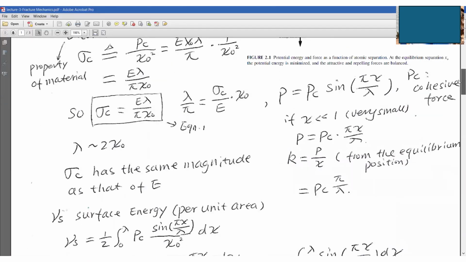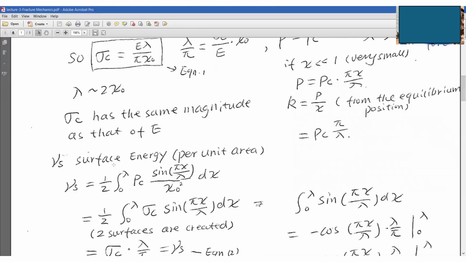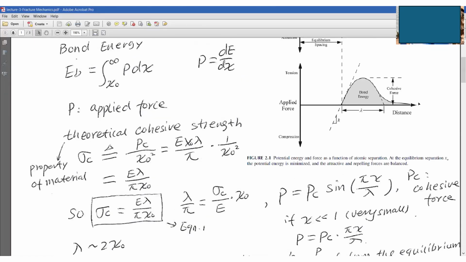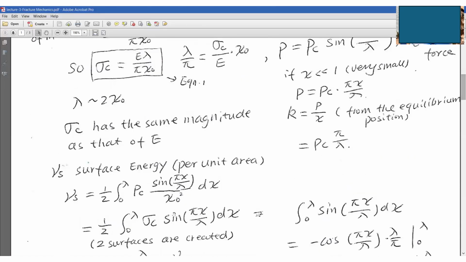Okay, guys, so this is from the atomic view. Regarding gamma S, gamma S is the surface energy per unit area. This surface energy can be obtained by using this equation, integrating from 0 to lambda. This is PC sine of pi x over lambda, over x0 squared, dx.